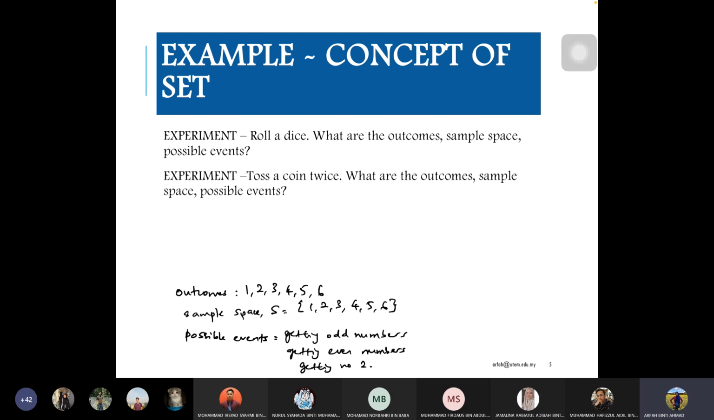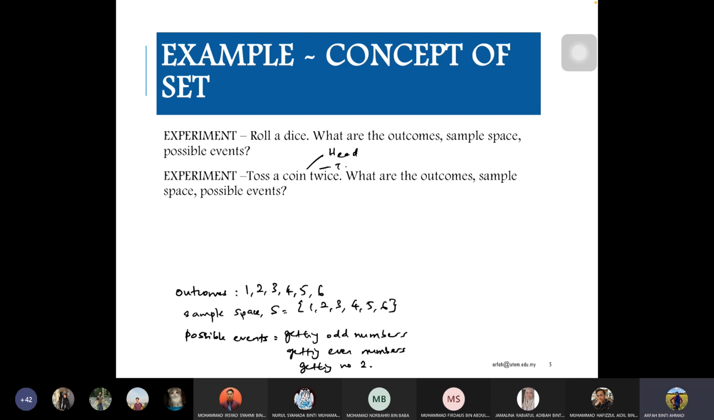So yang dah cuba, try yang kedua. Toss a coin twice. What are the outcomes, sample space and possible events? So ini macam Joker dalam cerita Batman Forever. Dia akan toss a coin and then apakah dia punya outcome. So kalau kita lambung coin, kita ikut coin Mak Saleh, dia ada 2 coin dia. Either you get head atau tail.